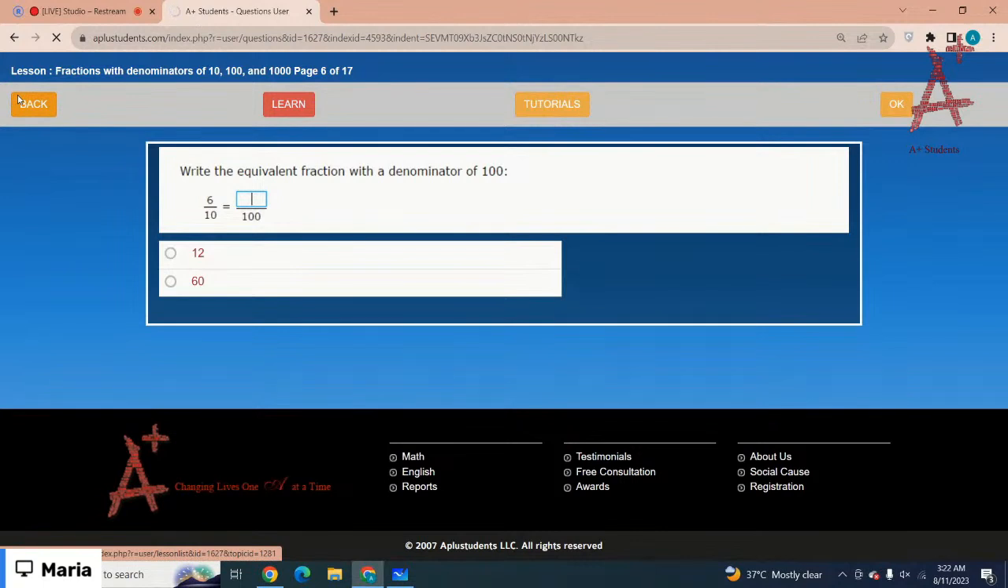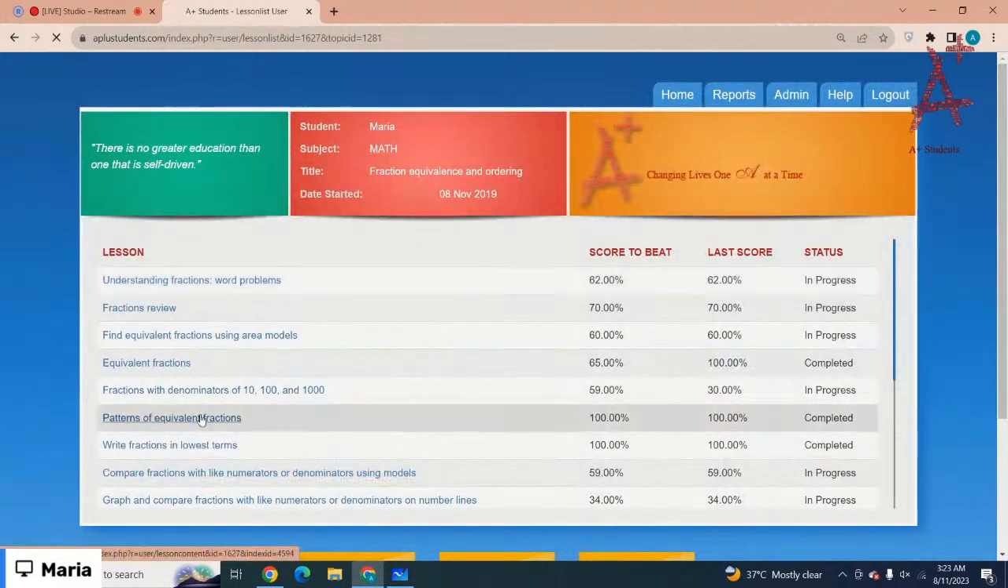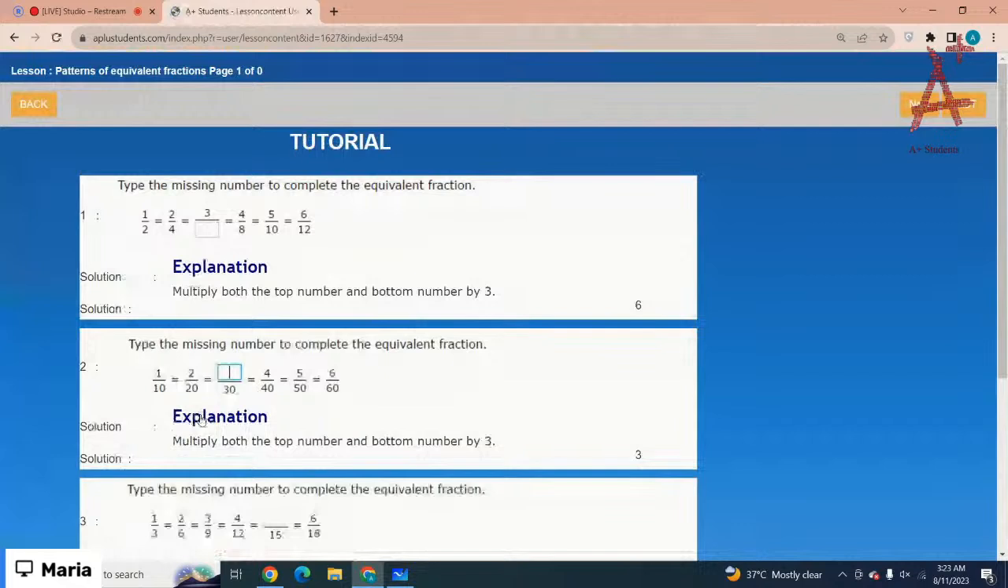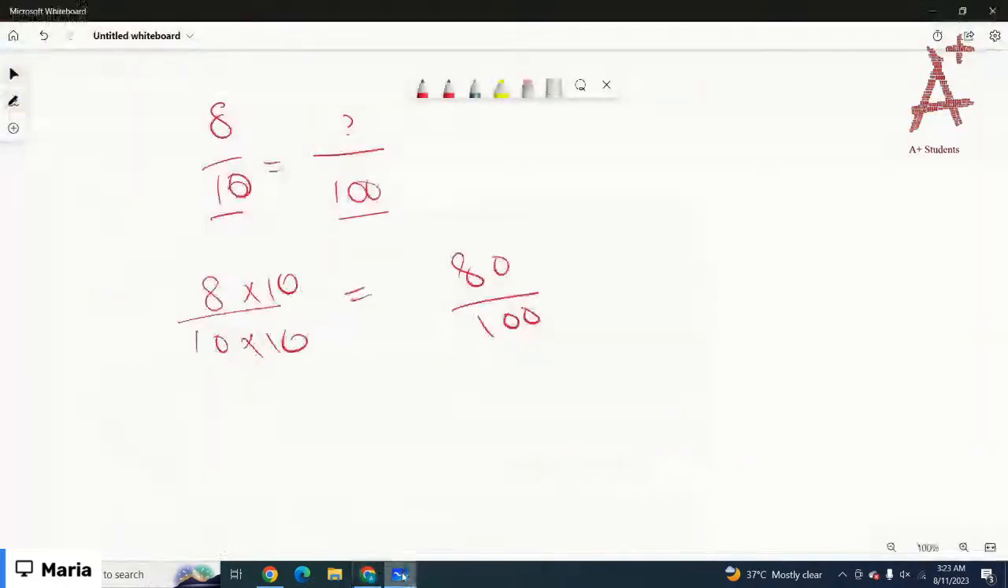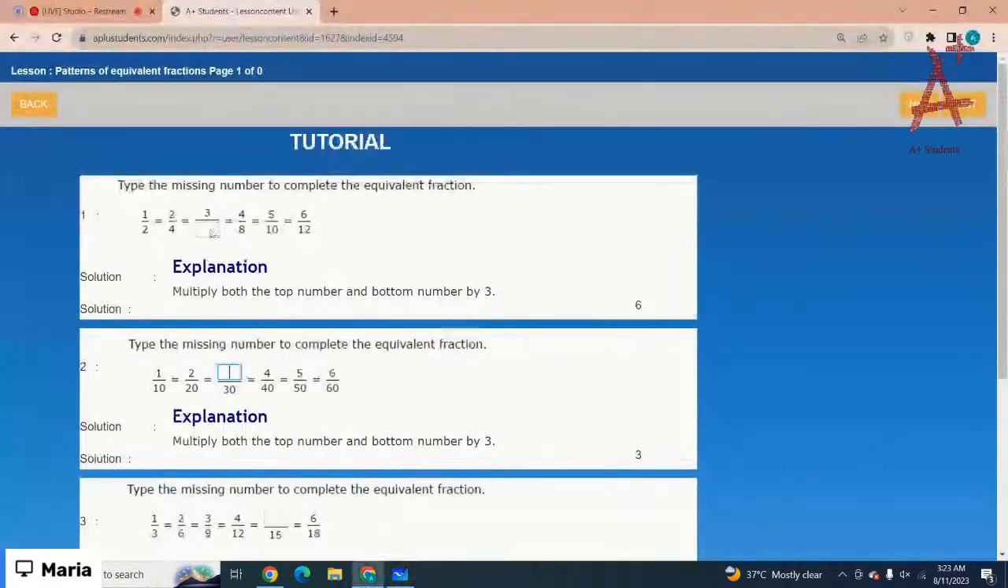Okay, so the next lesson is patterns of equivalent fractions. Let's just start with the next lesson. Okay, type the missing number to complete the equivalent fraction. So you are given the equivalent fractions. Some of the values are missing. You have to calculate the missing value. So it is 1 over 2 equals 2 over 4. Okay, first you have to understand. Let's just see 1 over 2. What number are you multiplying? Okay, it is 1 by 2, 2 by 4, 3 over, the other one is missing, 4 over 8, 5 over 10, 6 by 12.